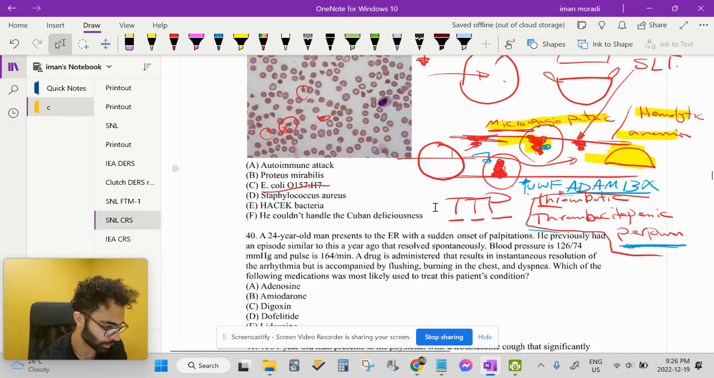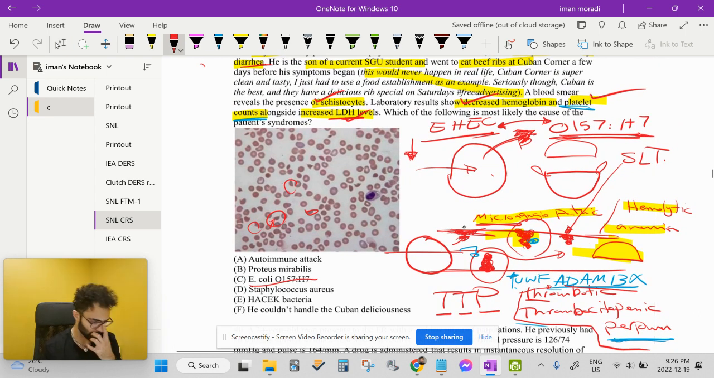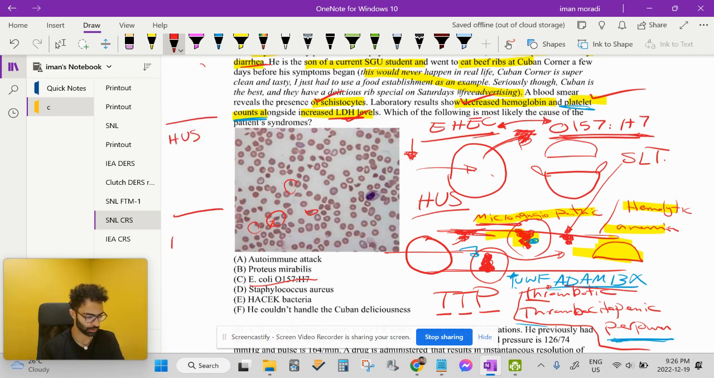Again, remember TTP? When it's caused by enterohemorrhagic E. coli, we call it hemolytic uremic syndrome. I completely forgot two things, not big things, about HUS and TTP: TTP tends to give neurological symptoms.